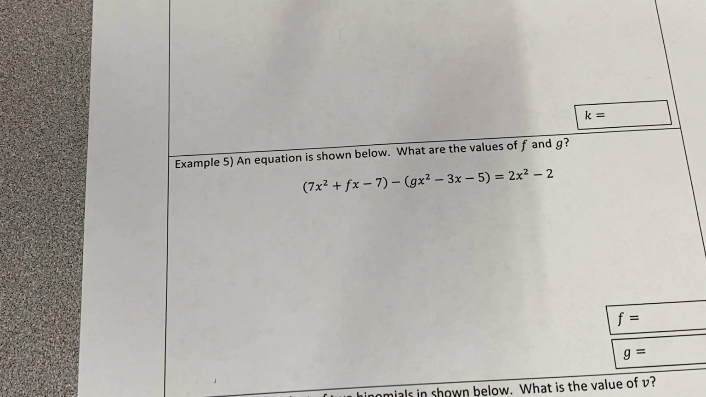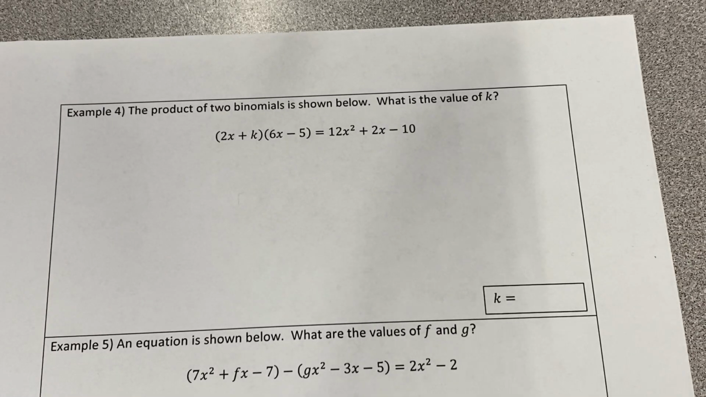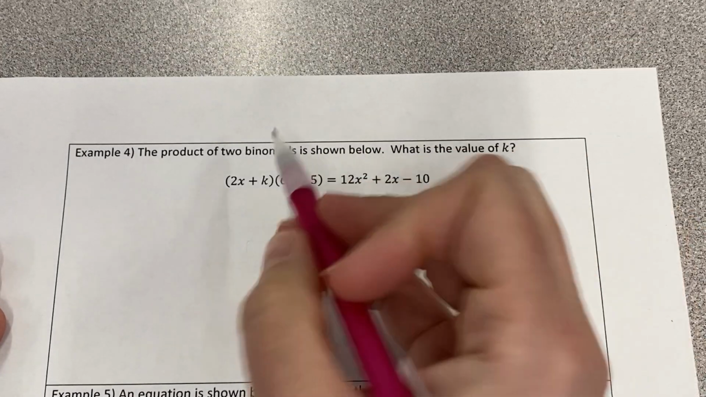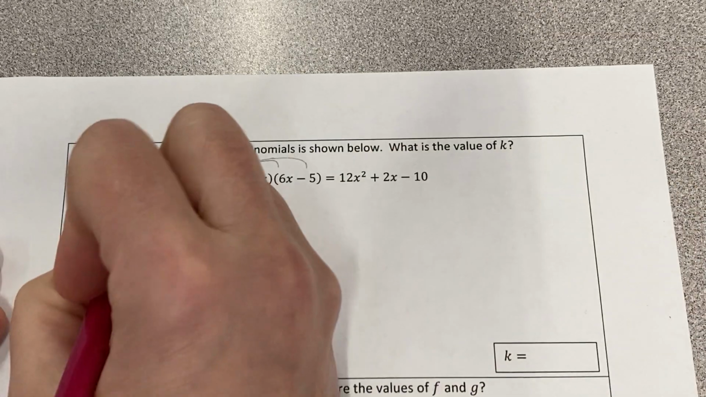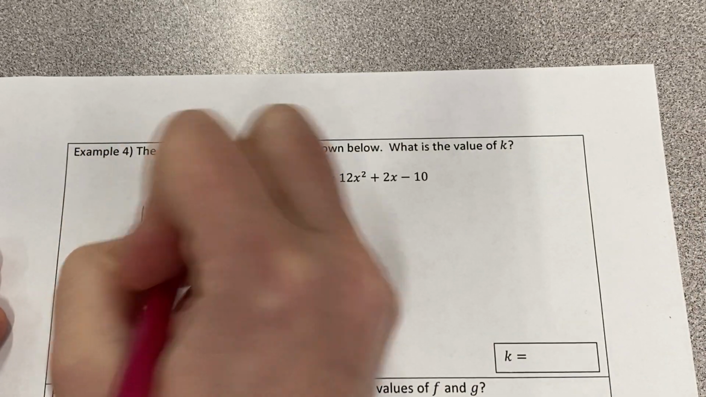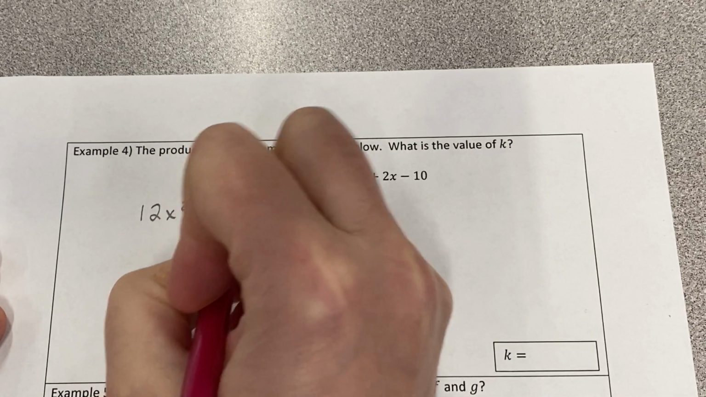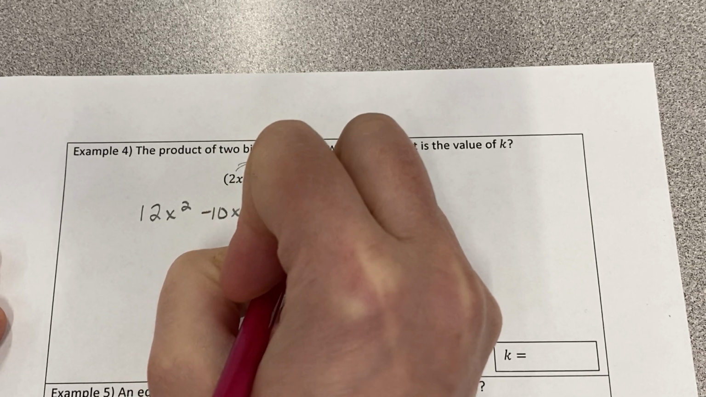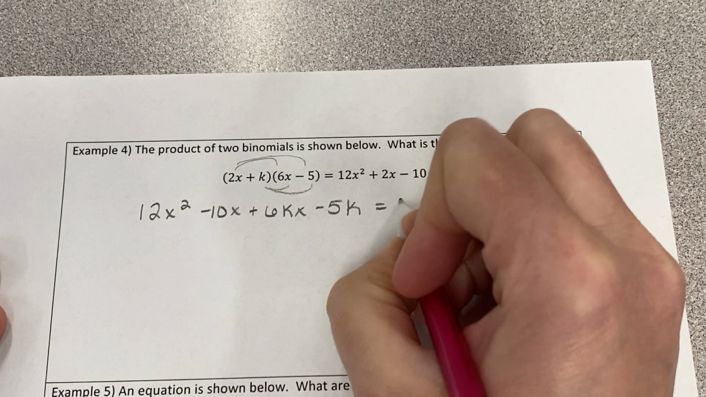Example 4. The product of two binomials is shown below. What is the value of k? So let's start by multiplying. We distribute the 2x first. So that's 12x squared minus 10x, and then we distribute the k, plus 6kx minus 5k equals the other side.